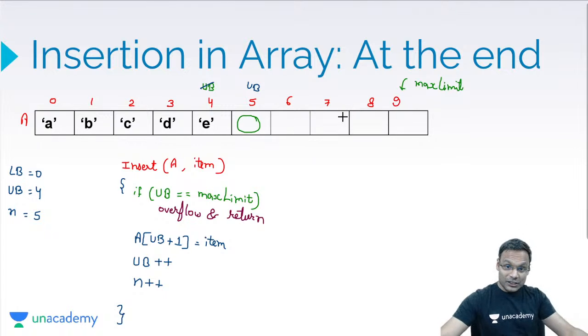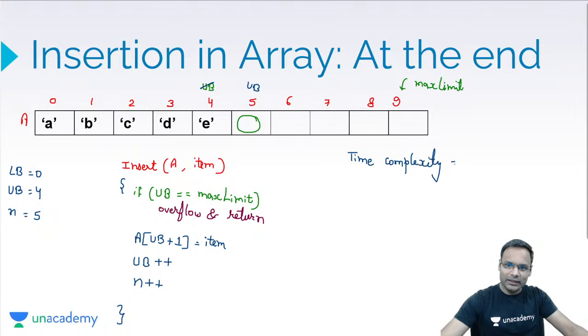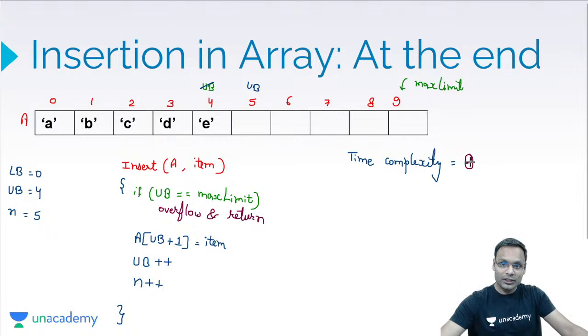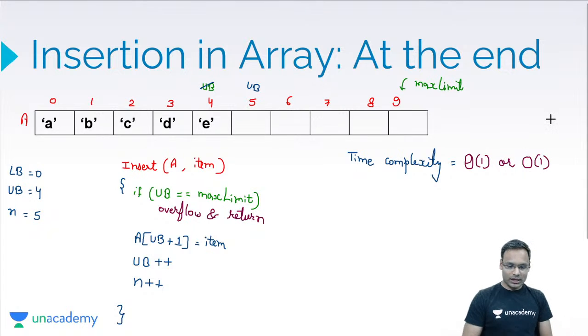So in this particular case, the time complexity will be constant. Why? Just because at the end we are inserting the element. Here we insert the element and update upper bound and n. Nothing else. It is not dependent on how many elements there are. So time complexity will be constant. You can write it as theta of 1 or big O of 1. Both are the same.